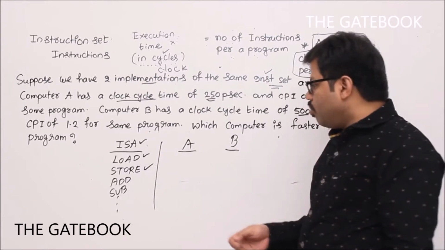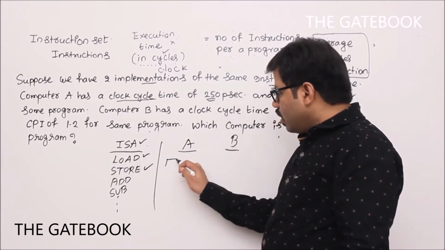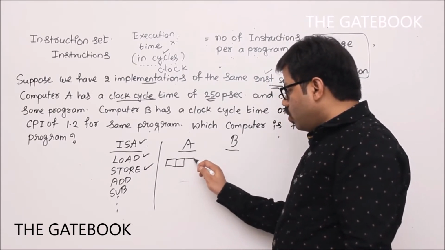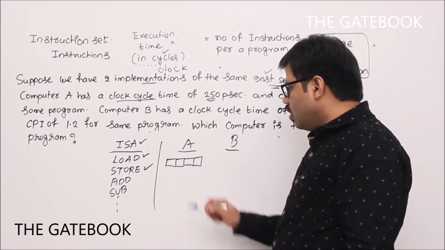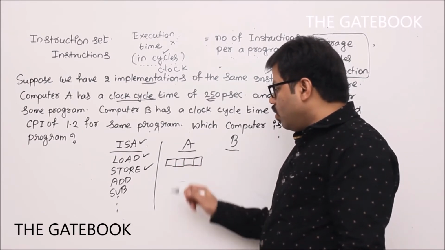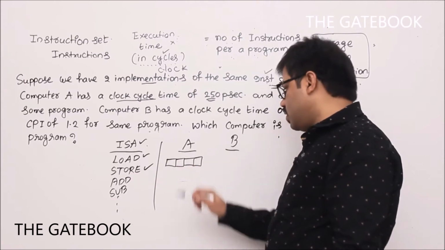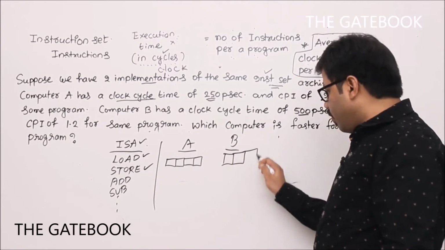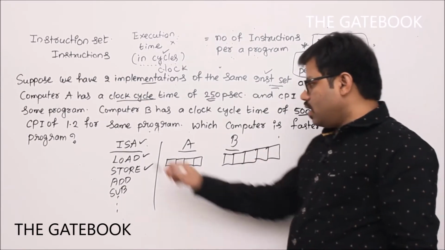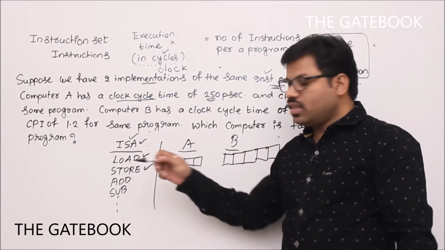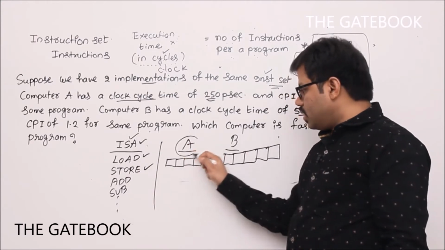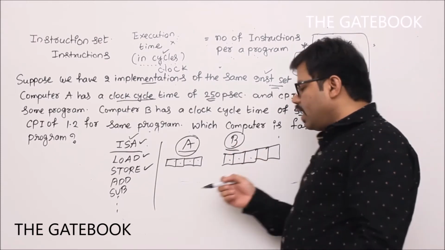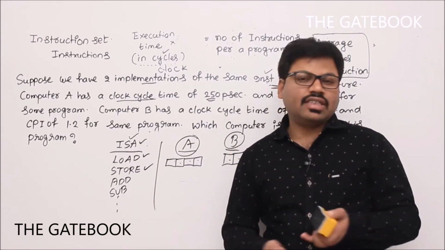What does it mean? Maybe computer A is using a pipelining model. Of course, nowadays every computer uses a pipeline model. So computer A executes the load instruction with 4 stages, I don't know why, and computer B takes 5 stages for every instruction. Then we say the instruction set is the same, load is the same, but computer A takes 4 stages and computer B takes 5 stages. They have been implemented that way. It's up to the designers, understand?